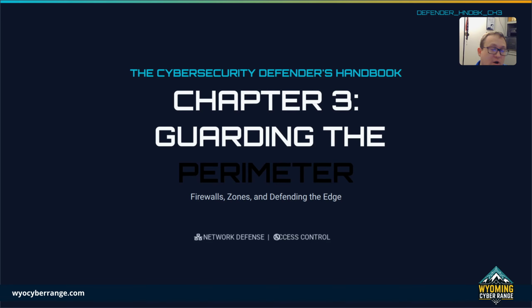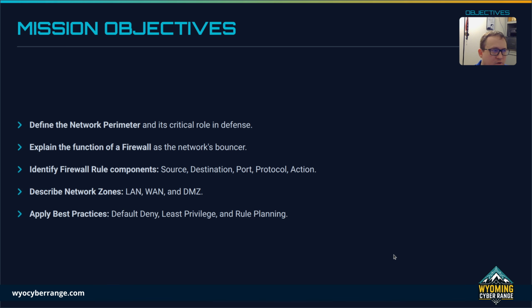We're going to be talking about guarding the perimeter. Now, in our last session, we talked about the policies and building of the physical walls. Today, we're going to be turning our attention to the network edge. We're going to discuss firewalls, zones, and how to defend the boundary between our trusted internal network and the chaotic outside world. So here's our objectives for this chapter.